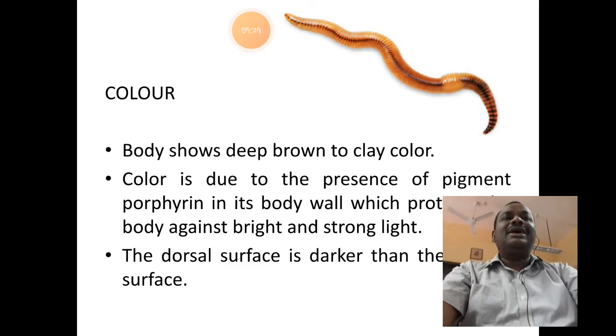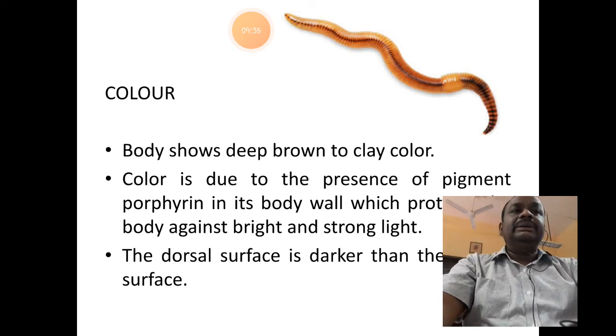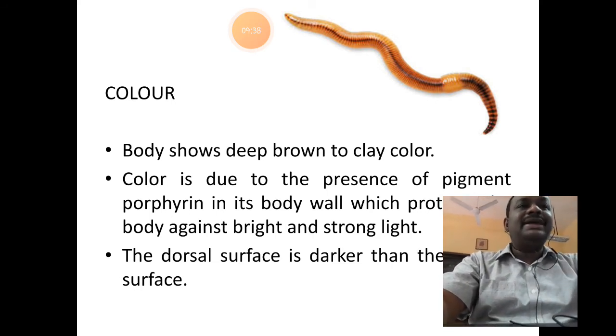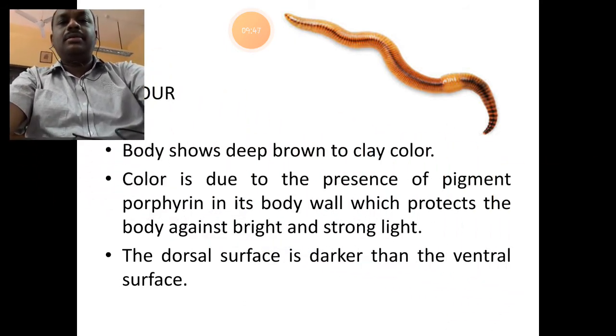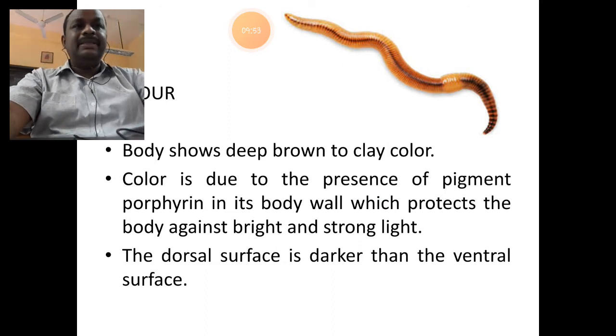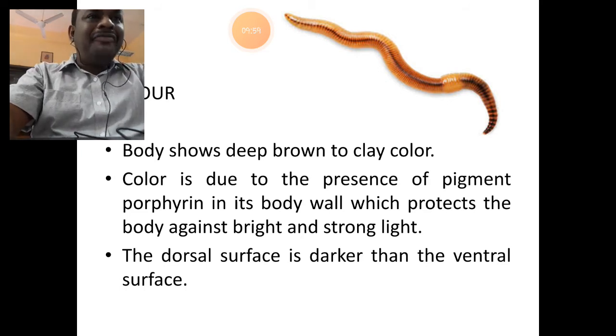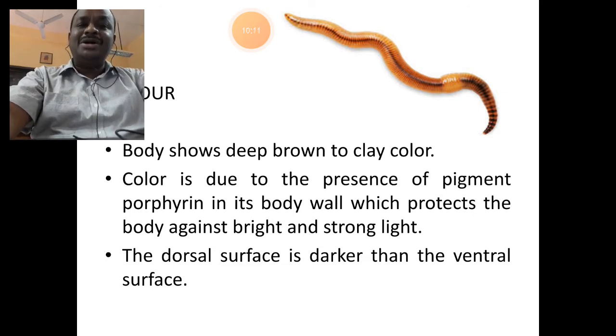Coming on to the color of earthworm. Generally, the body color of earthworm shows a very deep brown to clay coloration, and the color of the body wall is due to the presence of a special pigment in the skin, which we call porphyrin. So, the body wall of the organism has the pigment porphyrin, which is responsible for imparting the brown to clay color to the body of earthworm.